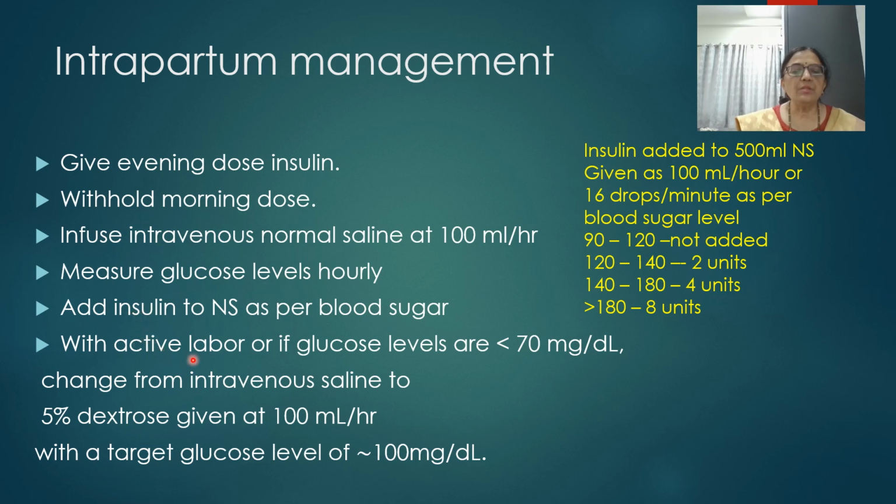Now, when the woman enters into active labor, or if glucose levels are less than 70 milligram per deciliter, suggesting you are going for hypoglycemia, change the intravenous fluid from saline to 5% dextrose. This is important. Otherwise, there will be hypoglycemia. You are treating hypoglycemia along with other intrapartum complications. So 5% dextrose is given at 100 ml per hour, and similar titration is done as per the blood sugar level with a target glucose level of around 100 milligram per deciliter. This is important intrapartum management if the woman is already on insulin.